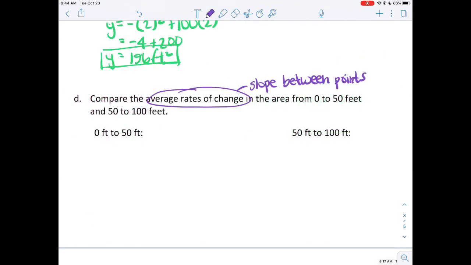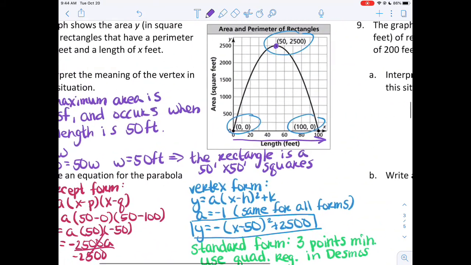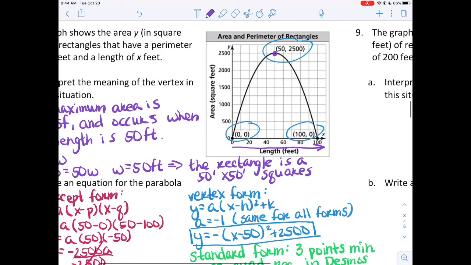Finally, Part D asks us to compare the average rates of change in the area from 0 to 50 feet and 50 to 100 feet. The rate of change is just the slope between the points. So let's take a look at our graph here. If we start at 0 and head towards an x value of 50, we want to know the slope of that line. And then as we move from 50 to 100, our average rate of change is the slope of this line between those 2 points.